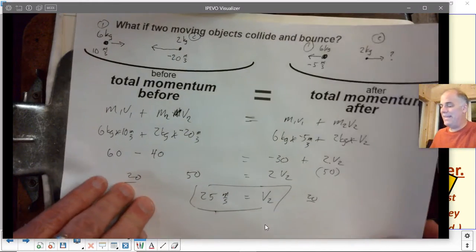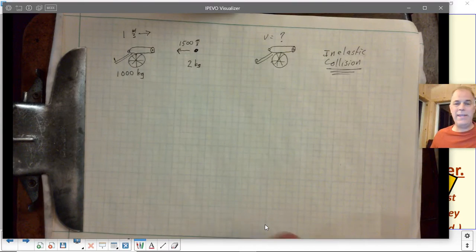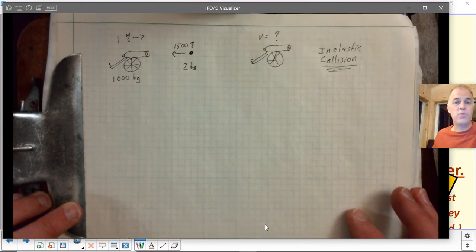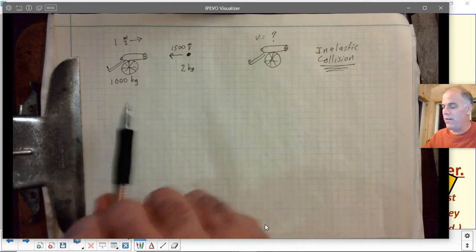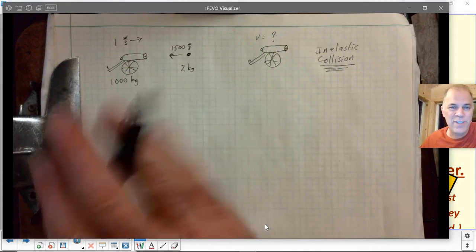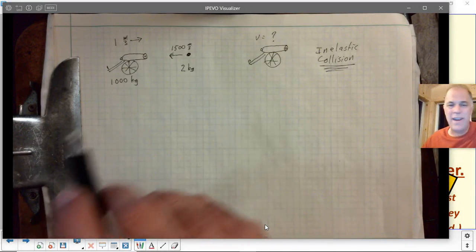Okay, now what about an inelastic collision? This is one where the objects hit and stick. And for this, we're going to run our cannon problem in reverse. Slightly different numbers, but the same idea here.